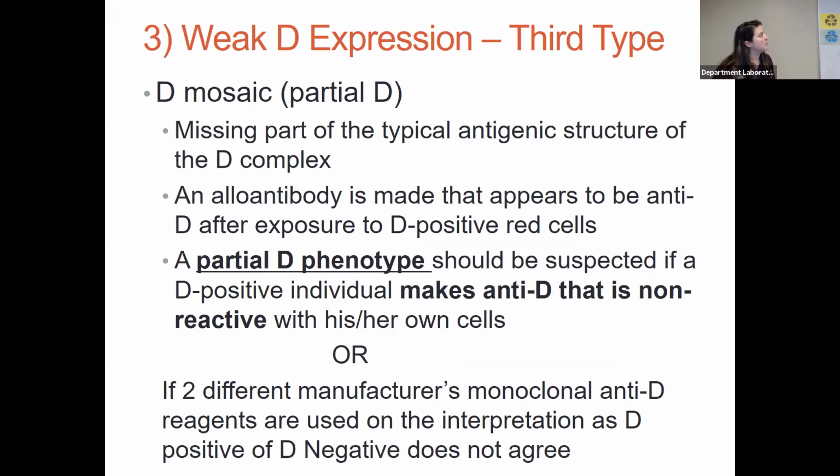So there's a third reason why you might have a weak D expression, and it is what we call D mosaic, or what we call partial D. And that is where, remember I mentioned that your D antigen structure is very complex. What happens is, in this scenario, your patient might be missing part of that D molecule. And so our antisera cannot bind to it, therefore we are unable to detect it.